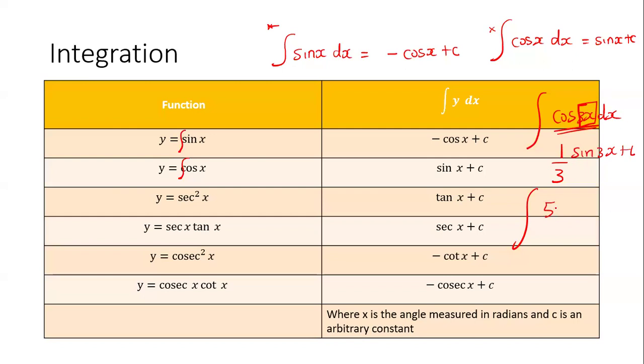When I have 5x, and this is maybe sine of 5x, what I do, I take this 5x, I differentiate it, I'll get 5.